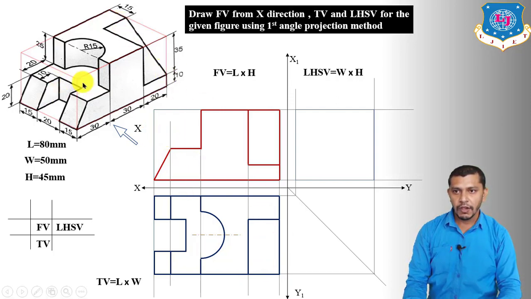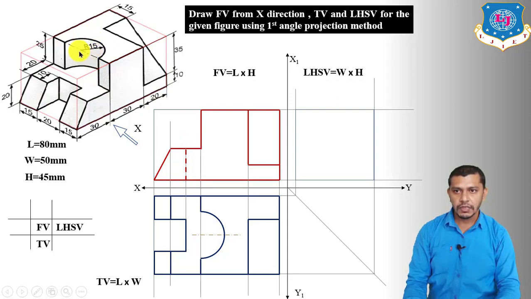Now we have to project the slot and the circle in the front view, which are going to be hidden. So we will show the circle and the slot by the hidden outline in the front view. First of all, project the slot. It will give us a hidden line over here, and this edge is a projection of this particular edge, which is not visible in the front view. So we have shown it by the hidden outline.